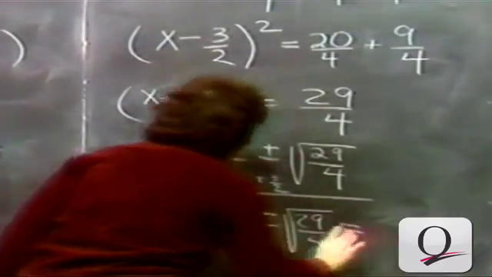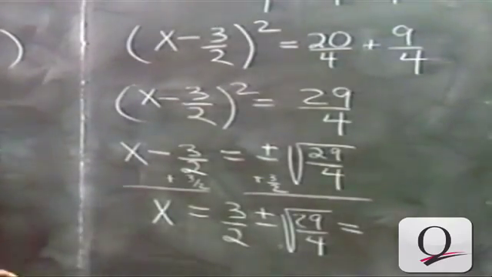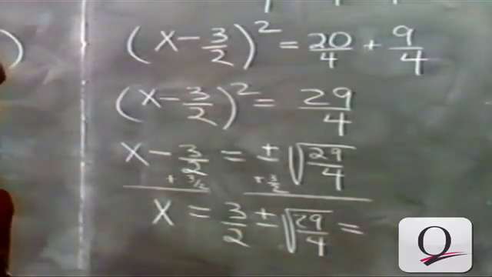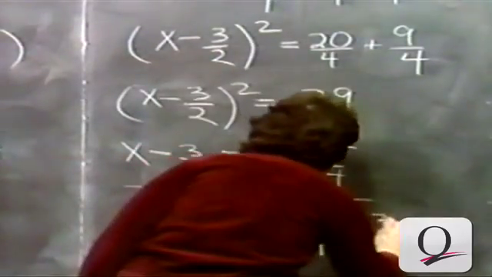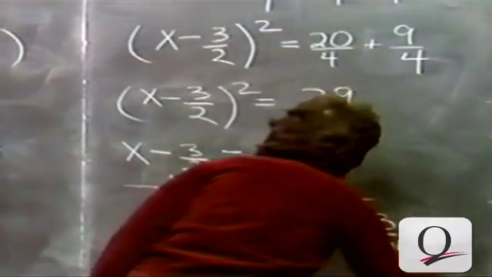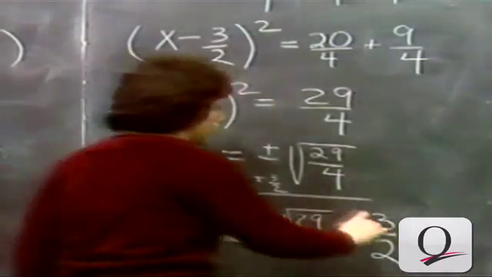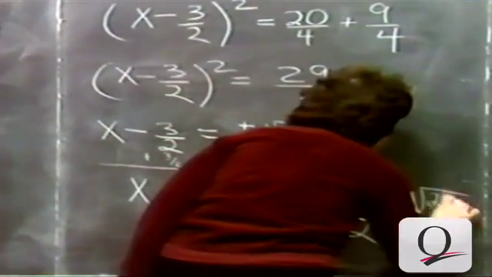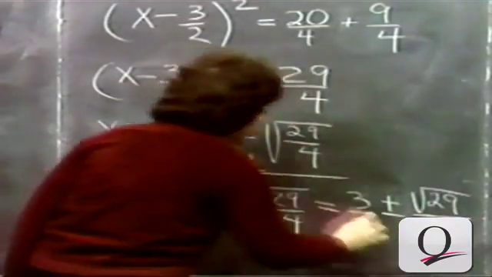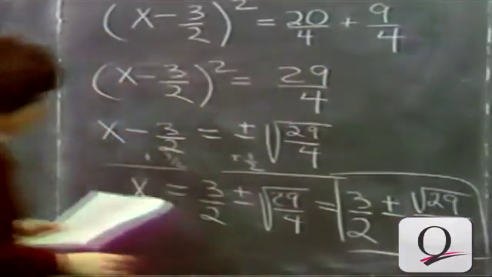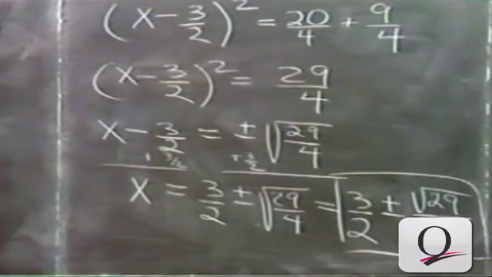This is not, however, in simplest radical form, since we have a fraction under the radical sign. So we say that this is 3 halves plus and minus. Now we take the square root of the top over the square root of the bottom. The square root of the top, the square root of 29. The square root of the bottom, the square root of 4, that's 2. And we get 3 halves plus and minus the square root of 29 over 2.